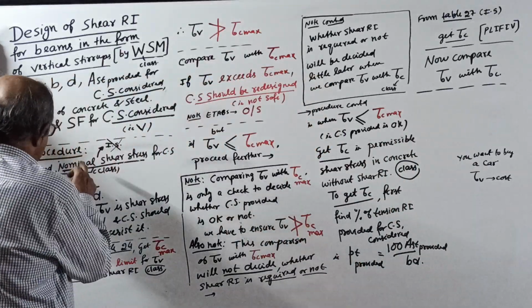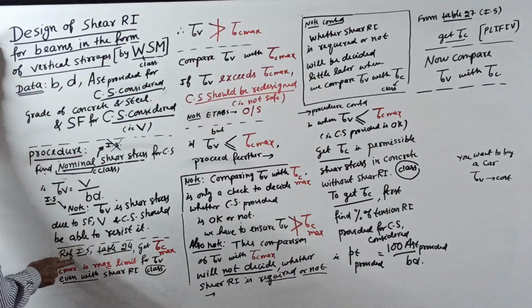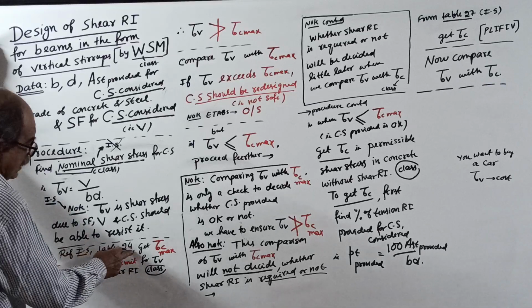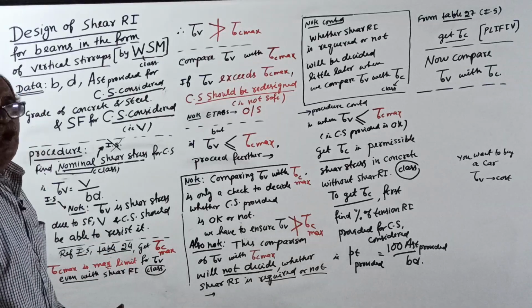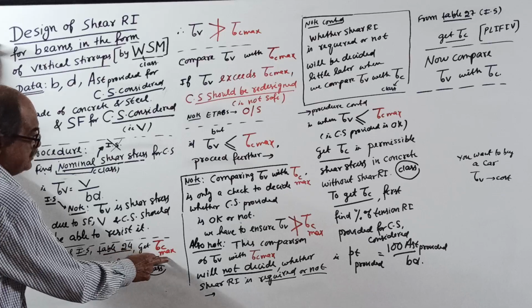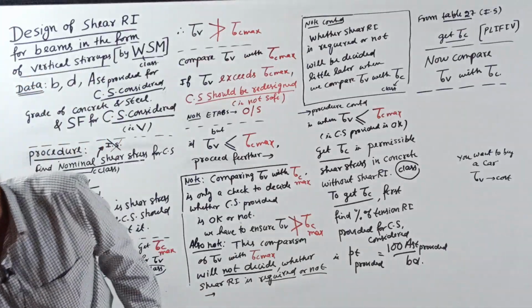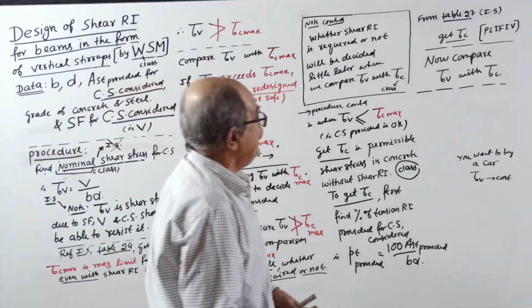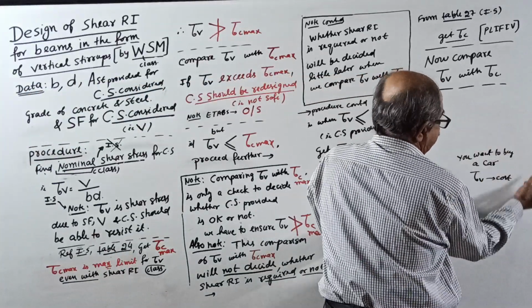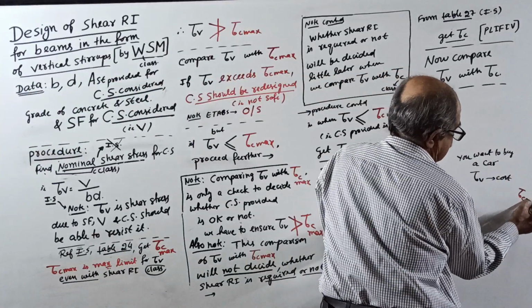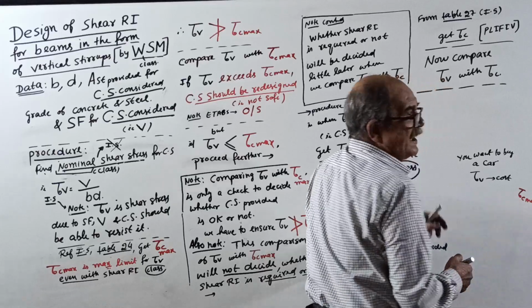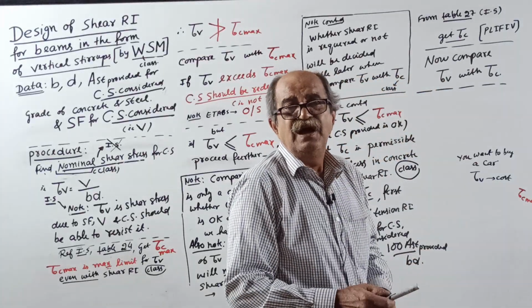Now, we got tau V. Refer to IS code, table number 24. Page number I will not tell. Get tau C max. A term called tau C max will come, in red color. Why? Because it is a danger number for this one. Tau C max. What is tau C max? I will tell it later.